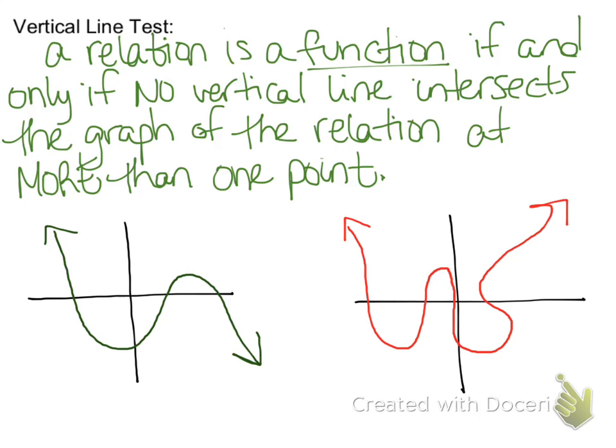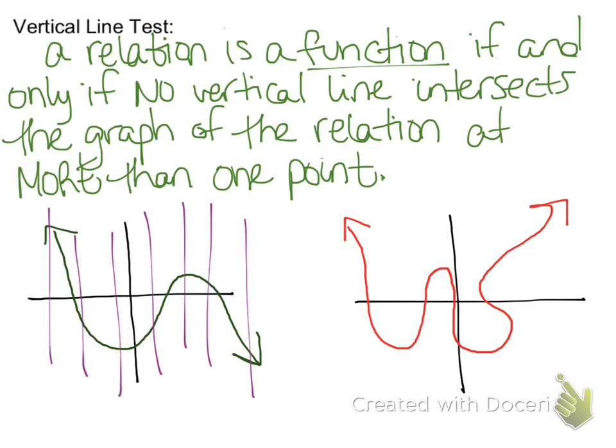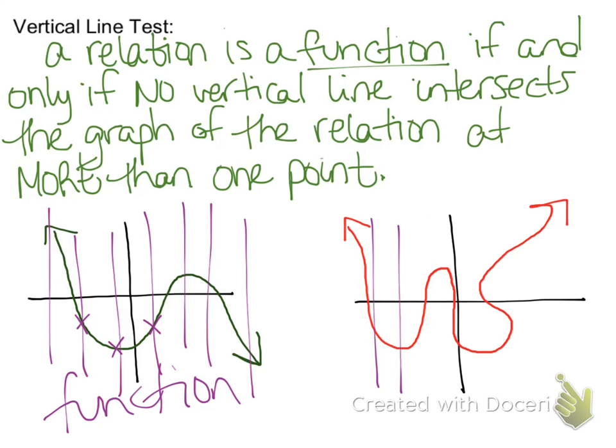The vertical line test tells whether a relation is a function, and a relation is a function if and only if no vertical line intersects the graph of the relation at more than one point. What this means is I should be able to draw any vertical line I want anywhere on the graph, and it will only ever intersect the graph at one point. So this first one is a function, but if you look at the second one, even though I can draw some vertical lines that intersect it only once, since this vertical line intersects it more than once, this is not a function.